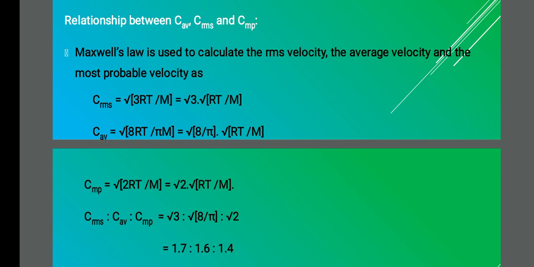Is it okay? I think you are able to understand for today's class. We can have a short recap of what we have seen. First I told you what a distribution curve is and the salient features of the curve. Then the effect of the distribution curve, followed by the three different velocities, generally called molecular velocities: average velocity, root mean square velocity as well as most probable velocity, and the relation between the three.